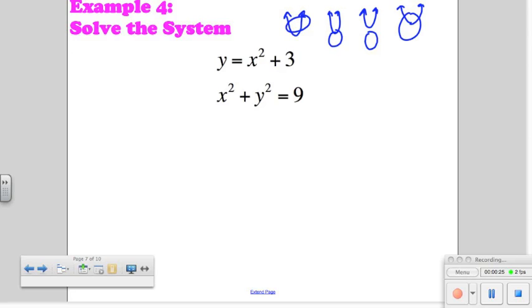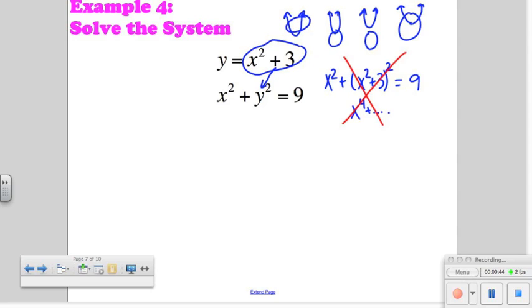Now my first thought would be to go ahead and use substitution and put that in for the y. Now if I do that, I'm going to have the x squared plus 3 squared. When I do that, I'm going to end up with an x to the 4th. Now, we don't have a lot of good methods for solving x to the 4ths. So that substitution isn't a good route to go. So let's go back and look again at a different way.